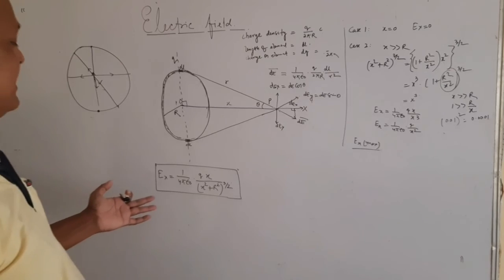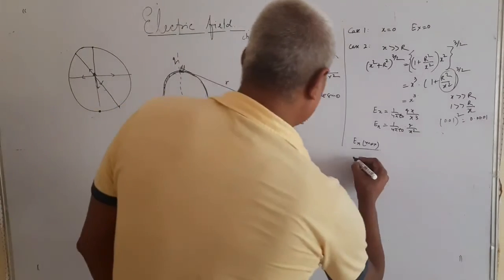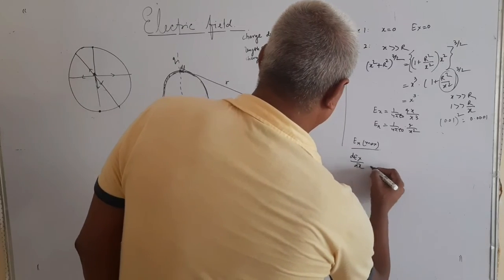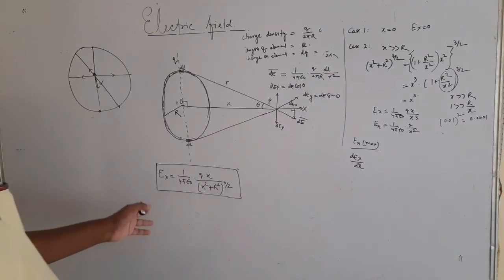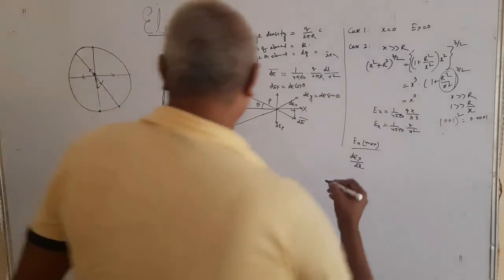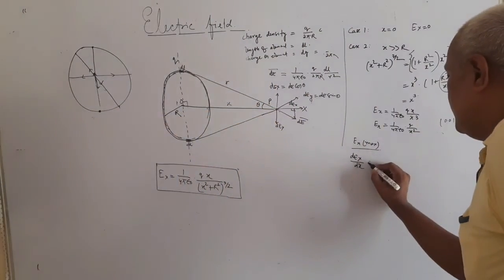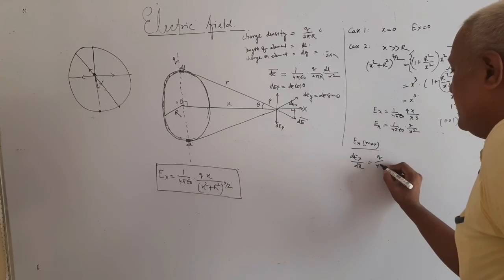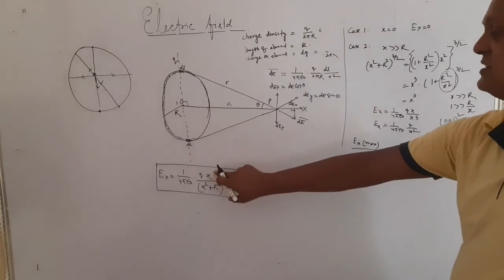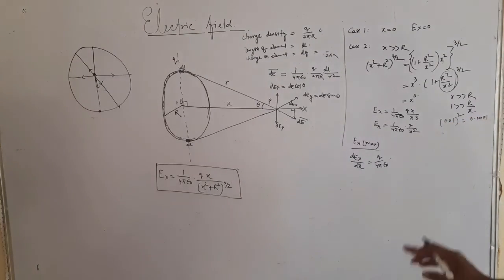a function, first we have to find dEx over dx to check what will be the value of the differential. And now you see this expression, so you can say that the q over 4 pi epsilon naught, this part is constant. Now we have to differentiate something which is x upon this, that is the u upon v form.